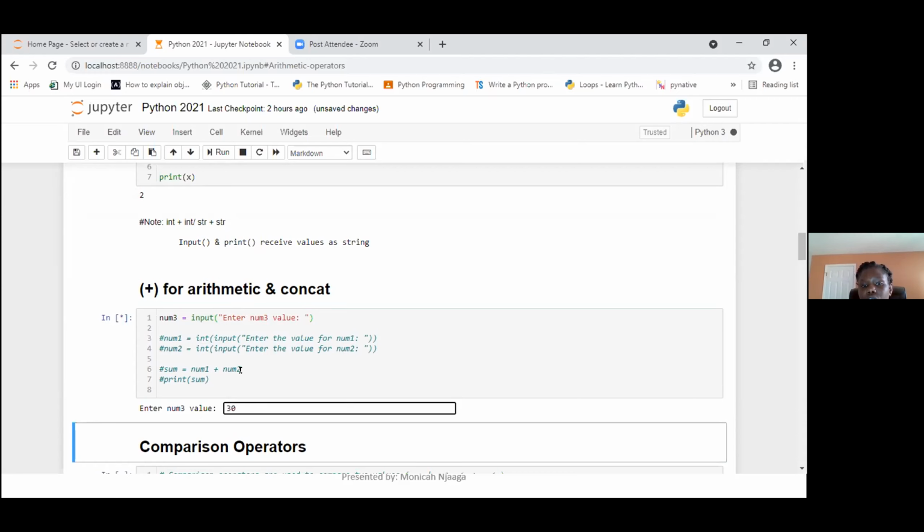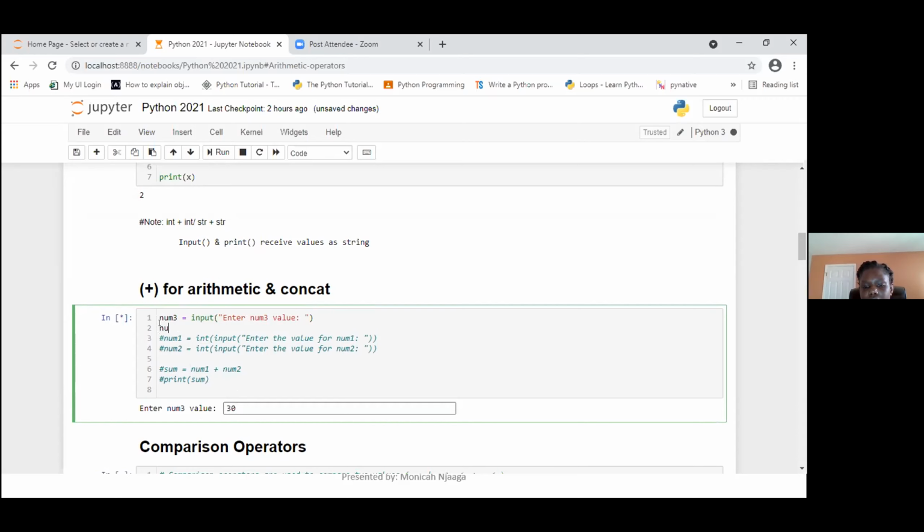But for us to be able to add it, how do we want to store it? Because if we enter 30, and then we have another number here with a value of 40, and our intent is to add them together, guess what our output is going to be? It's going to be 3040, because this plus sign is not really going to add, it's going to concatenate the strings. That is the reason we want to use int.